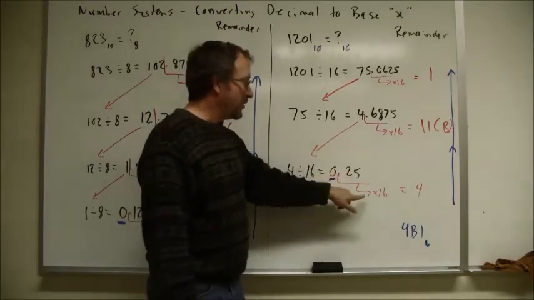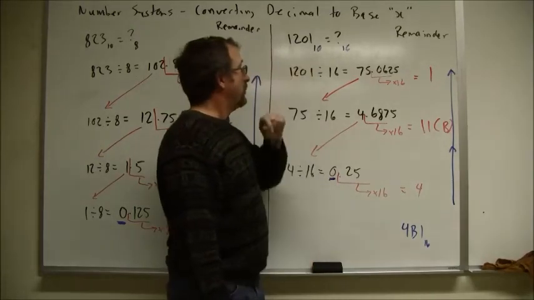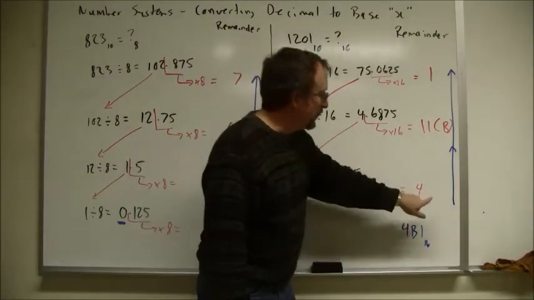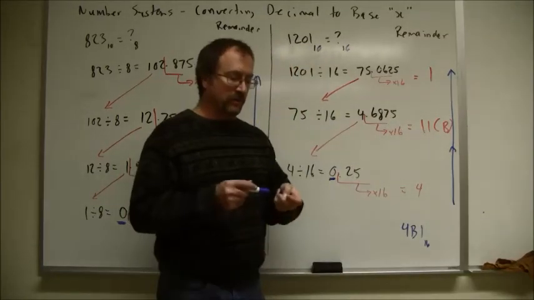Take my 0.25, multiply that by 16, gives me 4. So my answer, 1201 as a base 10, is 4B1 as a base 16 number.